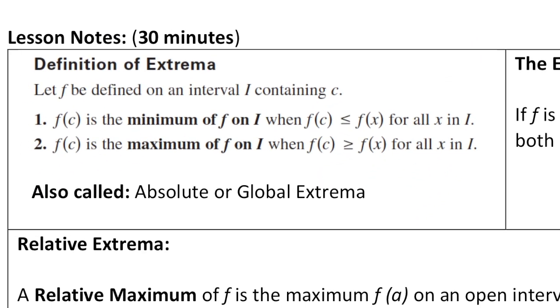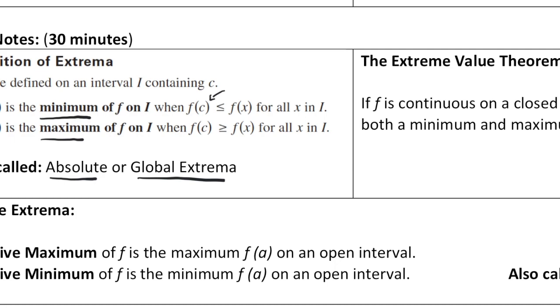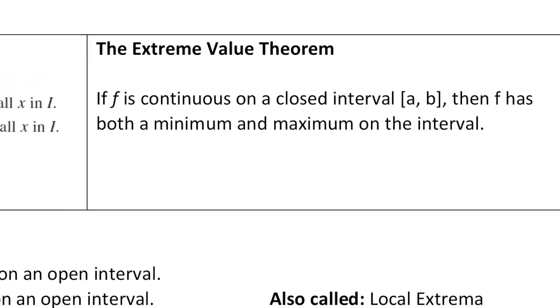So our definition: if we let f be defined on an interval I which contains c, f of c is the minimum if it is the smallest value on that interval, and it's the maximum if it's the largest value on that interval. Now these are called your absolute minimums and maximums, or your global extrema. So both words are going to be used.